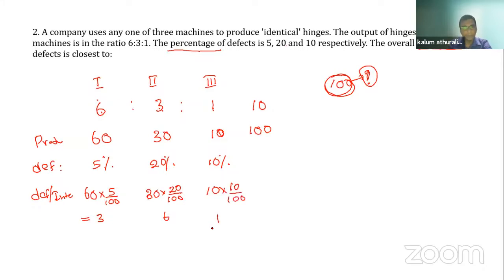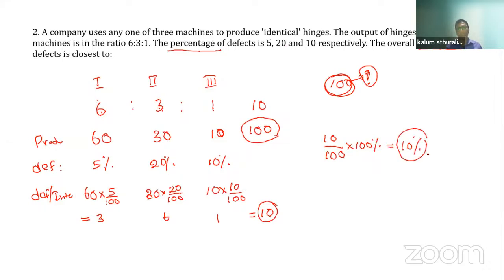Now we can find the total defective items: 3, 6 and 1 is 10. Total production is 100, and the total number of defective items is 10. Then the percentage is 10 over 100 times 100%, which is 10%. The answer is 10%.